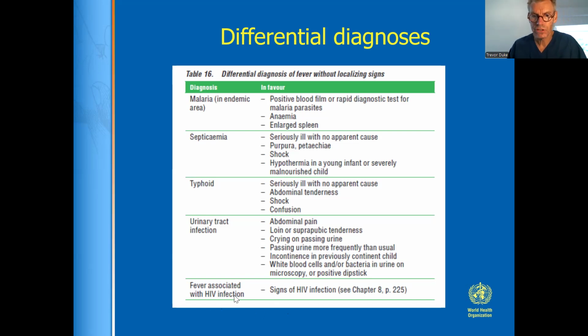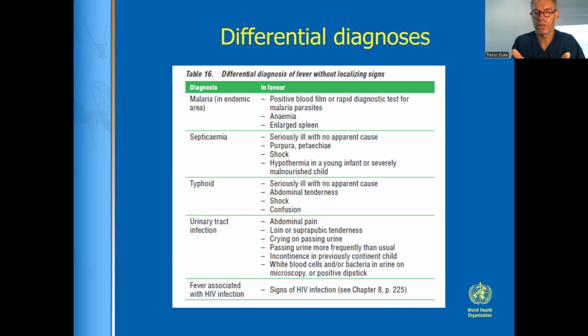And then fever associated with HIV infection. Well, again, you need to look in the book for signs of HIV infection, but it does not seem very likely in this child, does it? This is an acute fever. This is more likely to be something else. So this is not all the differential diagnosis of fever without localizing signs, but they're some of the important ones.